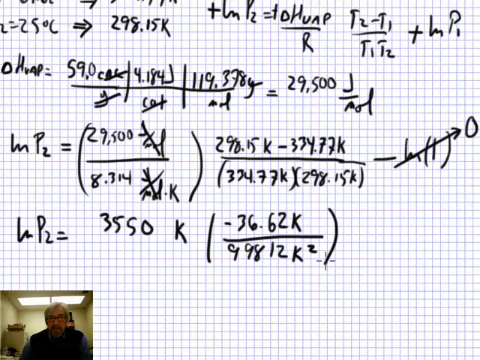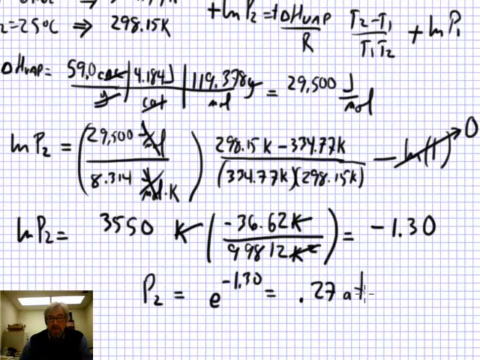When I multiply the two kelvins together, I get Kelvin squared on the top, so that cancels with the Kelvin squared on the bottom, and I end up with a unitless number. When I multiply these things together, the number I come up with to 3 significant figures is minus 1.30. So to find P2, I'm going to take e to both sides. So that's e to the minus 1.30, and that comes out to 0.27, and the units of pressure that we started with were atmospheres, so that's the unit we'll end up with.